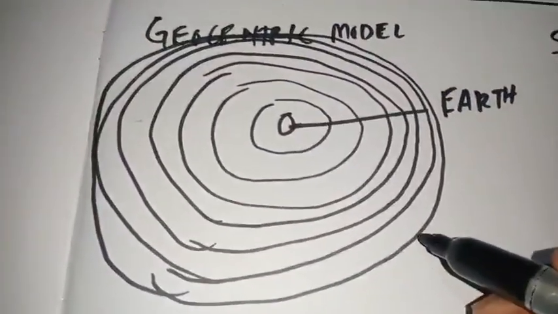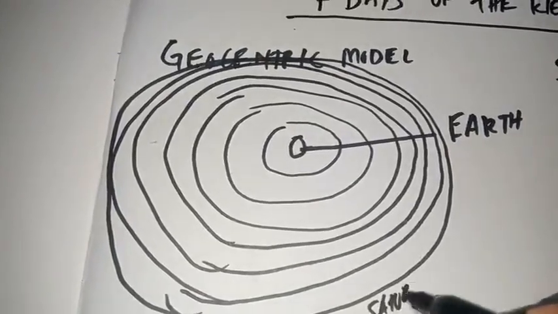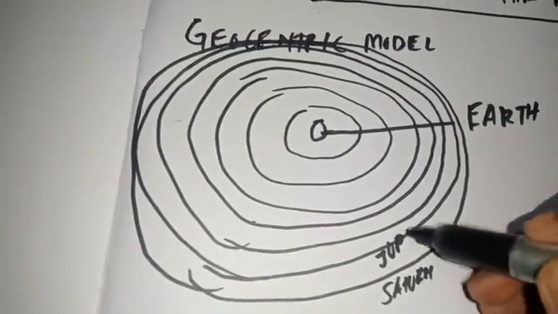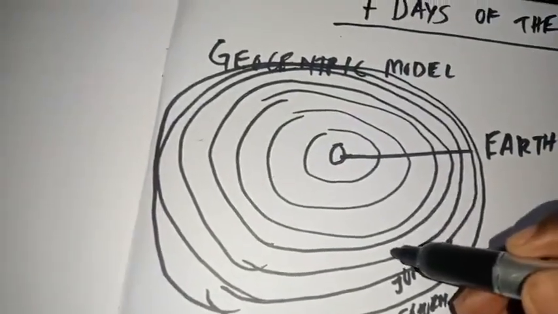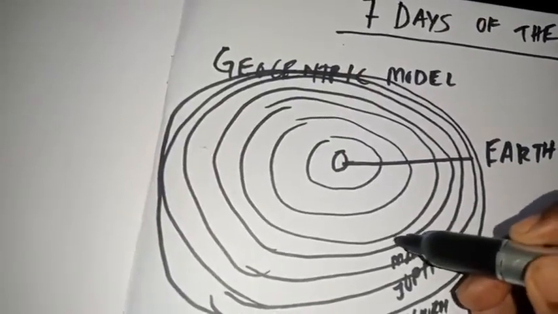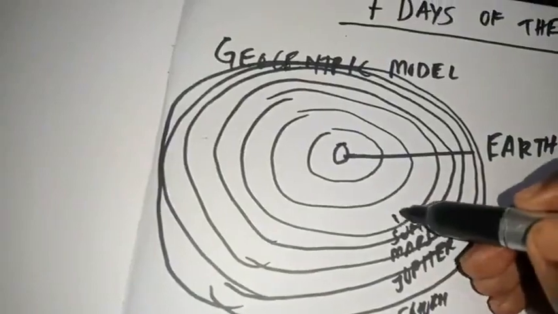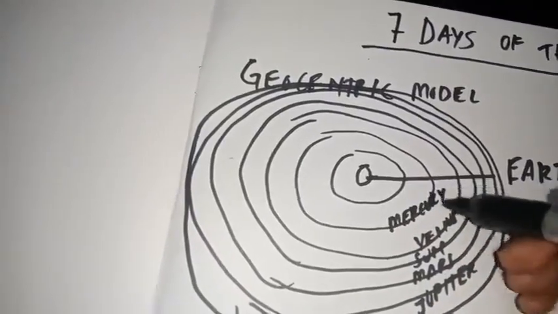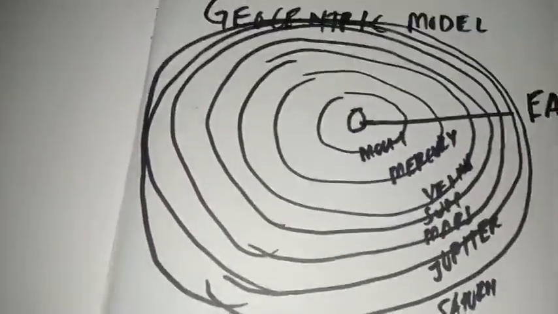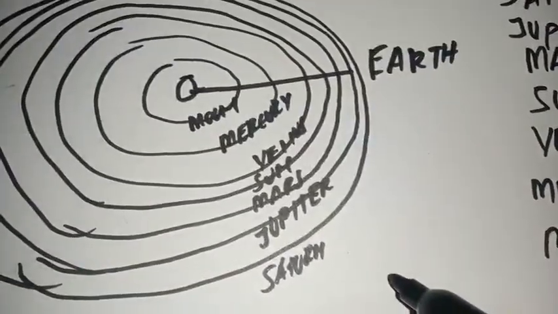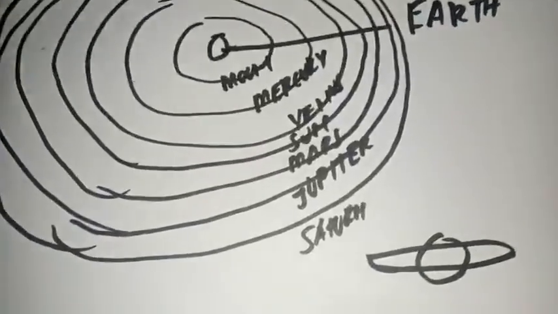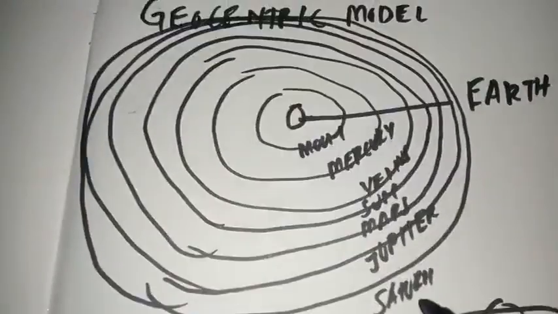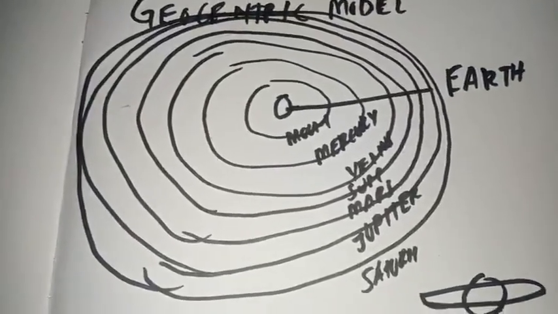So Saturn is the outermost ring, then Jupiter, and then Mars, and then the Sun, and then Venus, and then Mercury, and then the Moon. Saturn is the outermost ring. That's why Saturn is also drawn with a ring. The planet Saturn has a ring like this. So Saturn is the Lord of the Rings, the outermost one.